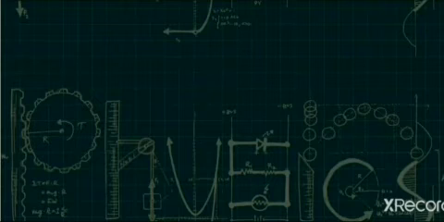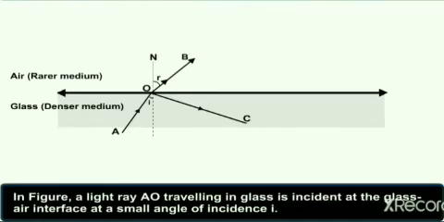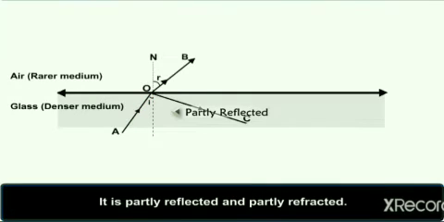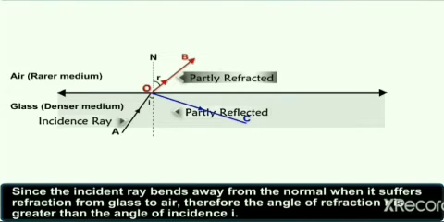First, when the angle of incidence is small, i is less than C. In the figure, a light ray AO traveling in glass is incident at the glass-air interface at a small angle of incidence i. It is partly reflected and partly refracted. We get a weak reflected ray OC and a strong refracted ray OB. Since the incident ray bends away from the normal when it suffers refraction from glass to air, the angle of refraction r is greater than the angle of incidence i.